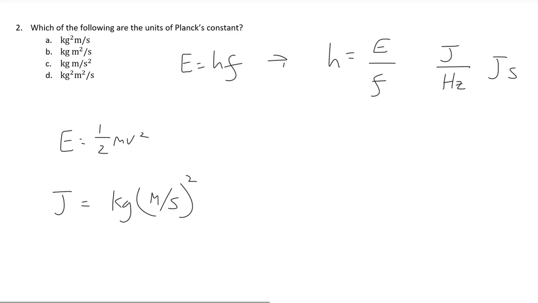Hence, the units of Planck's constant are joule seconds, in other words, kilogram meter squared per second squared multiplied by a second. Simplifying this down, we finally get that the unit of Planck's constant is kilogram meter squared per second, and therefore the correct answer is option B.